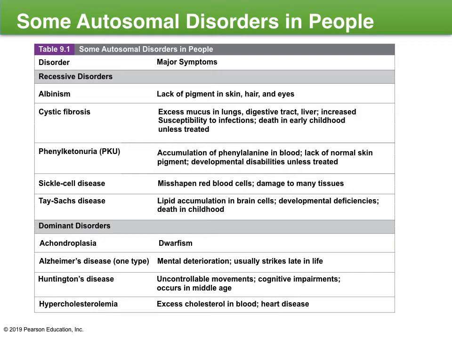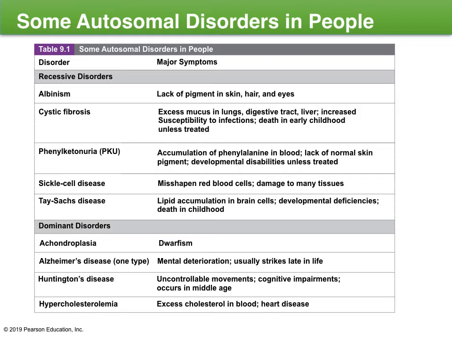It generates excess mucus in the lungs, in the digestive tract, the liver. It's hard for the person to expel the mucus, and because you're not clearing out the mucus, there's increased susceptibility to infection. It's often lethal in early childhood unless it's treated. PKU, this is someone who can't process phenylalanine. And because they can't process phenylalanine properly, it's an amino acid that you find in food, then it builds up in the blood. And that leads to problems.